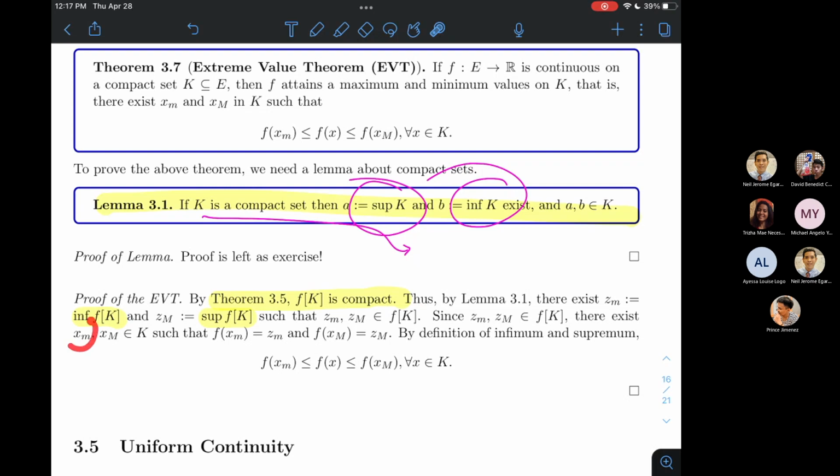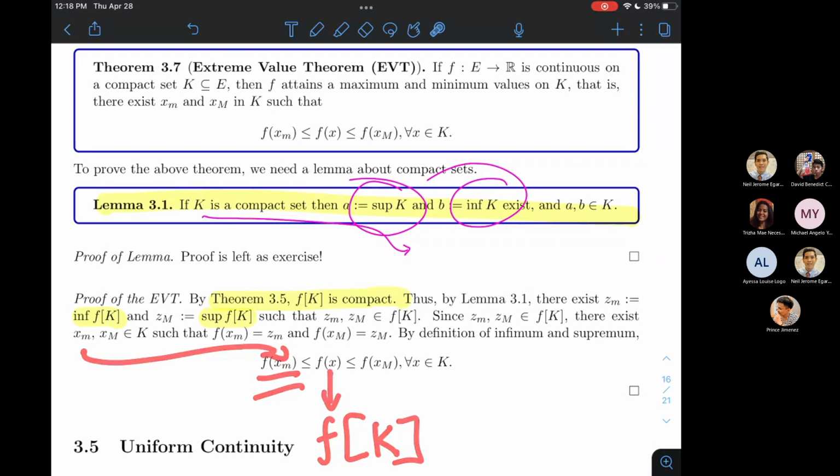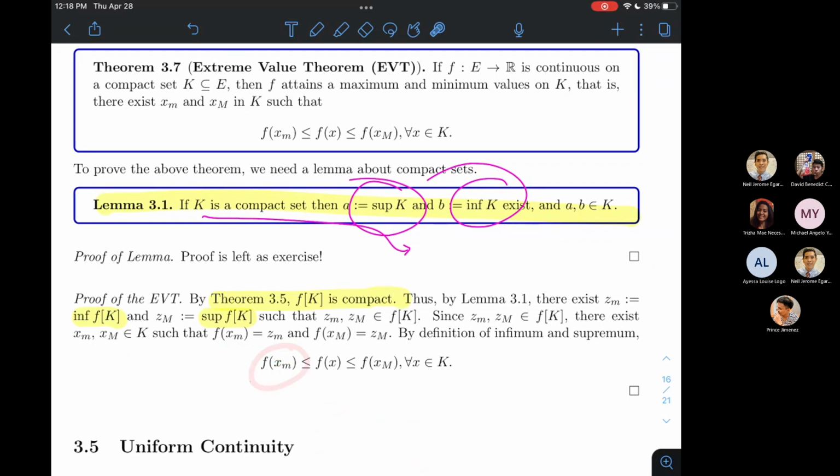So let's say x sub little m is the pre-image of z sub m, that is z sub m equals f of x sub m. Tapos si x sub capital M, siya naman yung magbibigay sa atin ng function value na z sub M. Okay? And then from there, we can just say na by definition ng infimum at supremum, yung mga f of x's, these are the members of F bracket K, ay bounded below by f of x sub m, kasi nga ito yung infimum, and then they will be bounded above by the supremum.